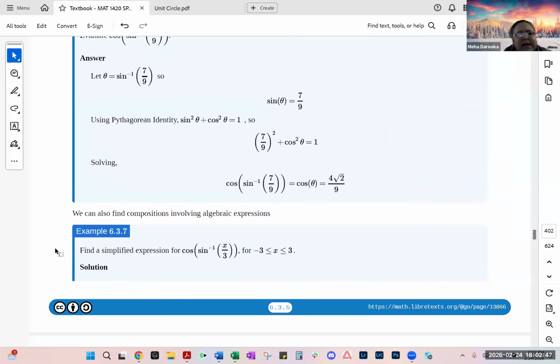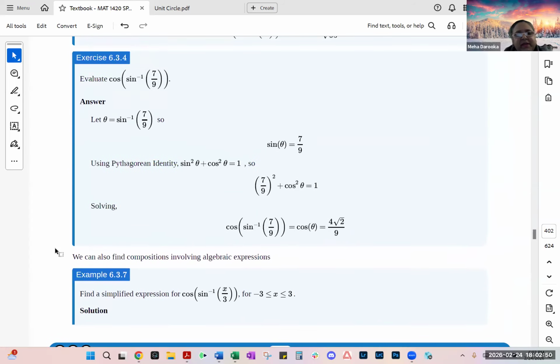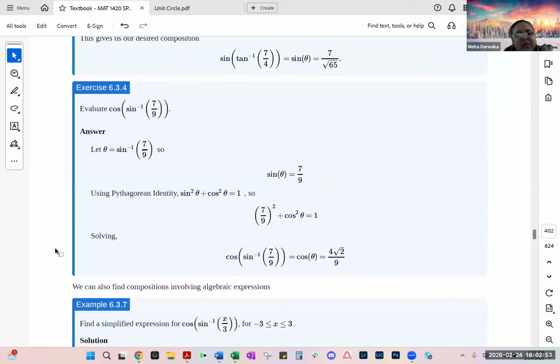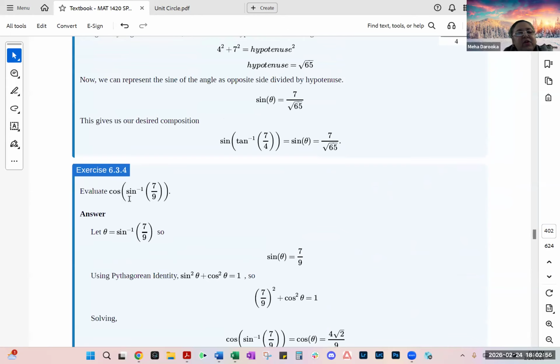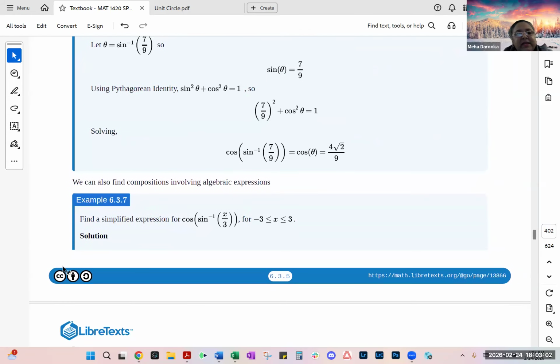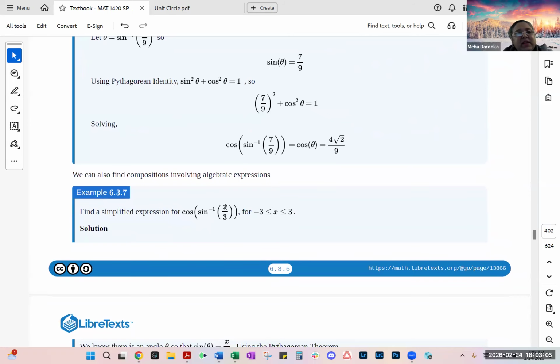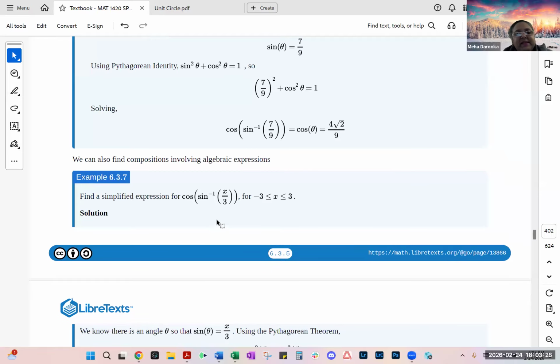If you look at this next example, now this one is going to be a little bit different if you just compare between 6.3.4 and 6.3.7. Here you were given an actual numerical value, right? We had a fraction of 7/9. But look at the example for 6.3.7. It's actually giving you an x value instead of a numerical value. So it's giving you an expression of x/3, and then they're telling us x is going to be a value between -3 and +3, including the endpoints, right? So now you are actually dealing with an algebraic expression, but our process for solving it will be very similar to what we've done in the previous examples.